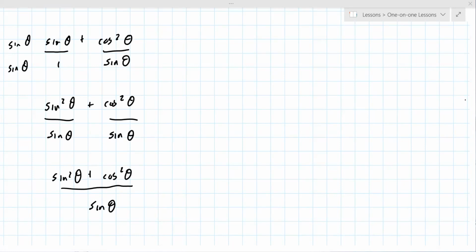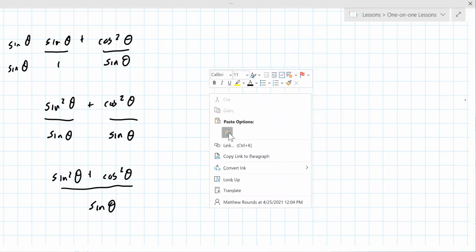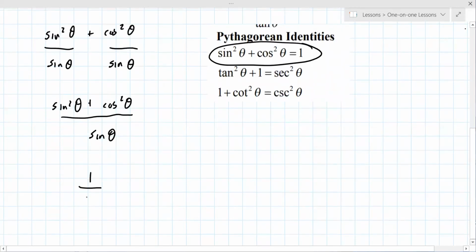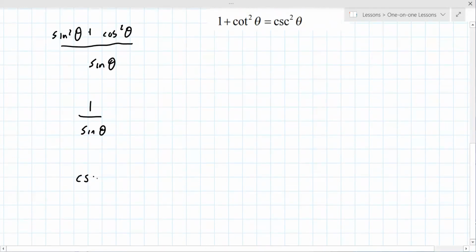Okay, so there are 3 trigonometric identities with squares, and this is the most useful one of them all. I'm going to snip in a picture of them. This is from the cheat sheet here. It's the top one here: when you have a sine squared and a cosine squared, which you have up top, that equals 1 over sine theta. And 1 over sine theta is cosecant theta. Oh, okay.